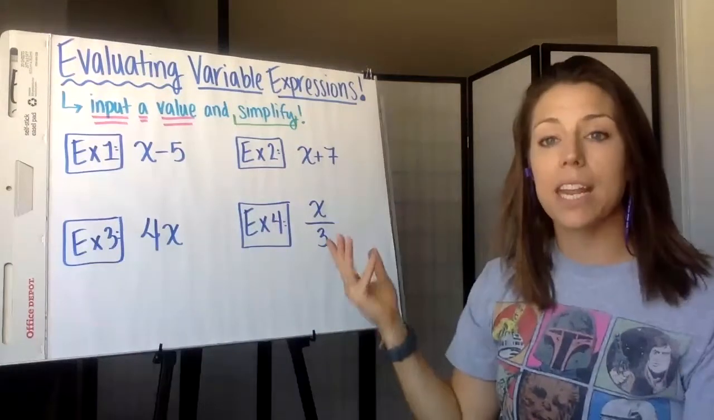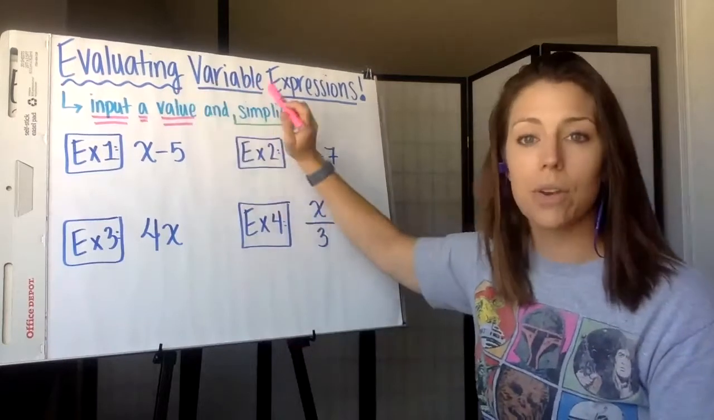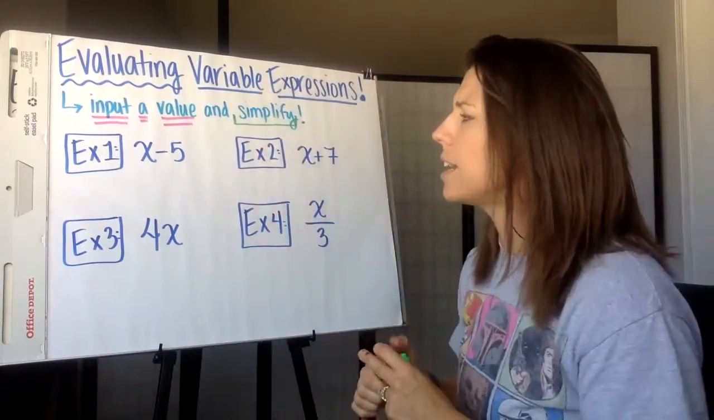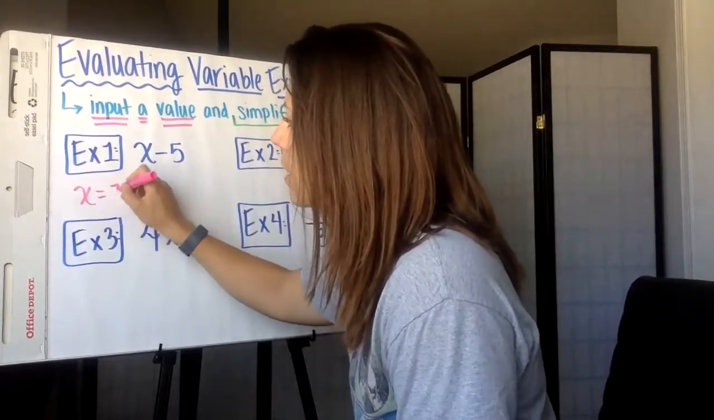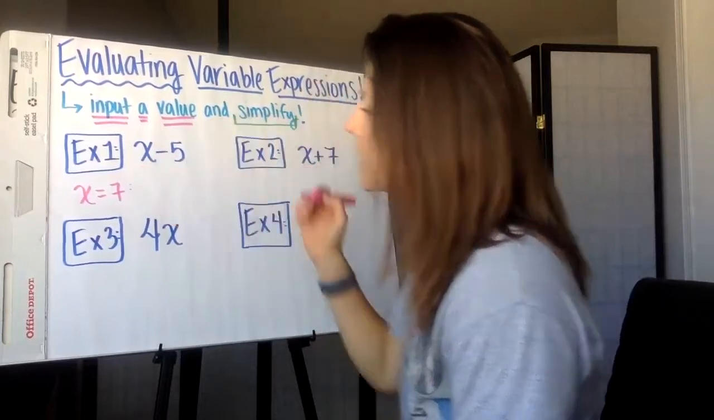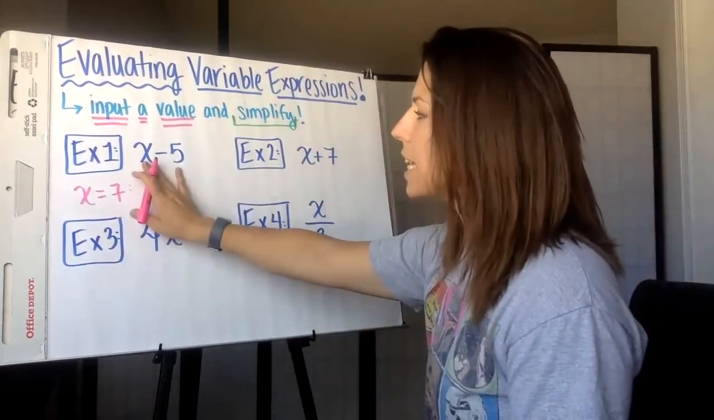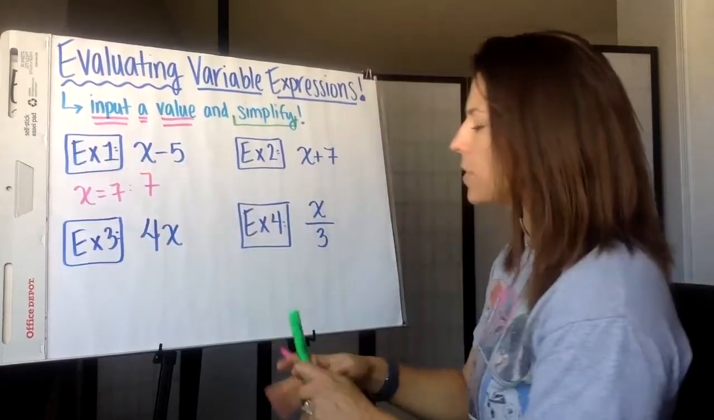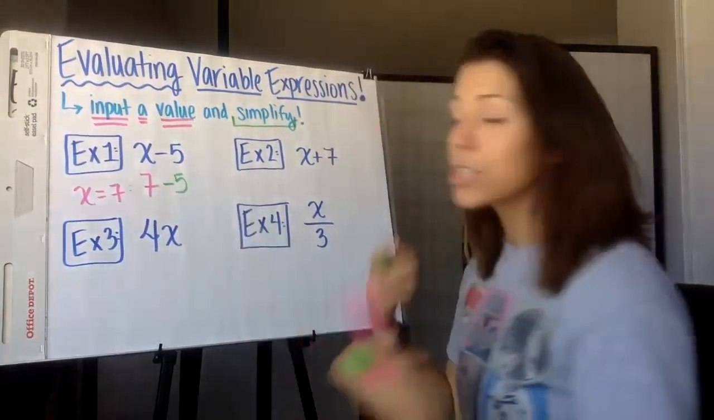Now we could technically pick any number that we wanted, and as soon as we pick a number, we're going to input that value, and we're going to do the math. We're going to simplify. So let's say for example 1, I decided to input 7. Well, let's see here. If I chose to input 7, then the math is pretty easy. Wherever you see an x or variable in the expression, we're going to replace it with the number 7, and then we're going to simplify. We're going to actually do the math.